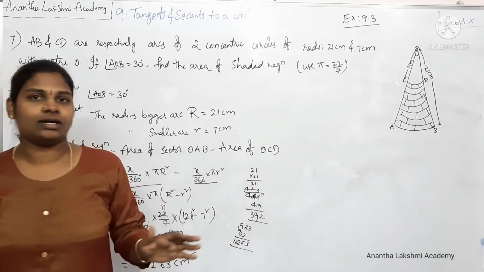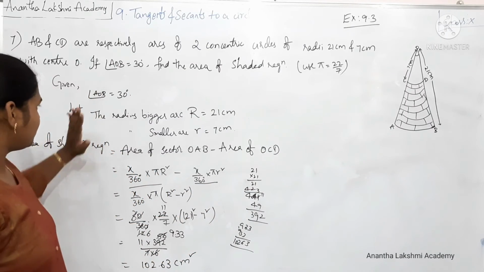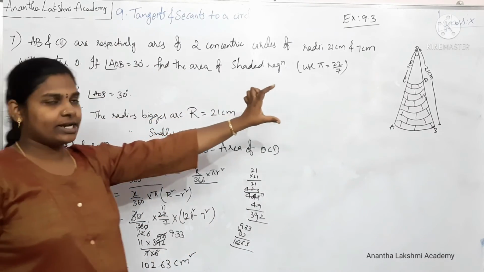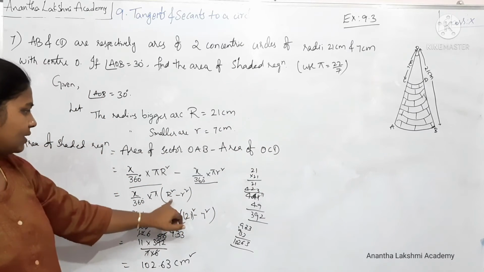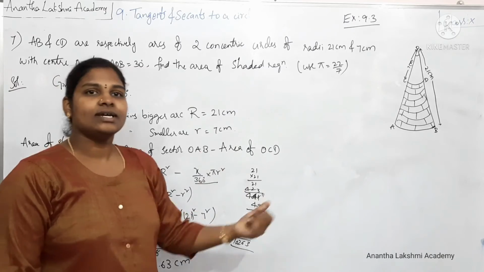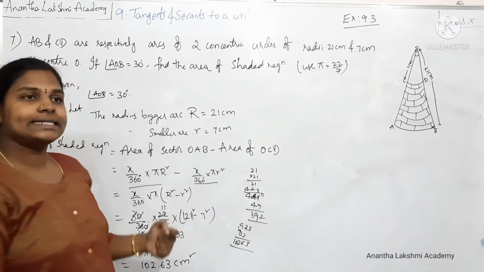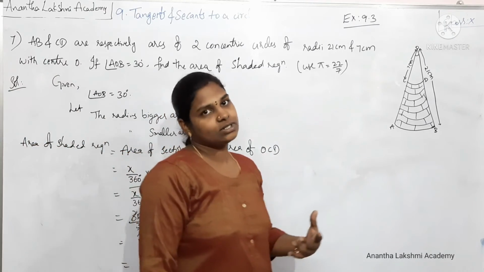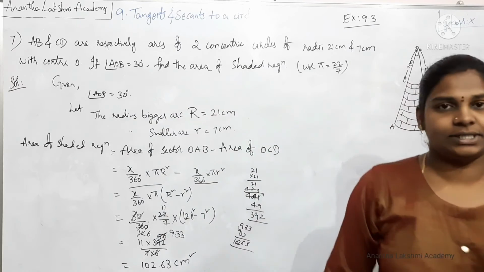So how did we do the calculation? We just considered the smaller radius as small r and the bigger radius as capital R, and then did the simplification, which ended up as 102.63 square centimeters. That is about problem number 7. Let's look at problem number 8.